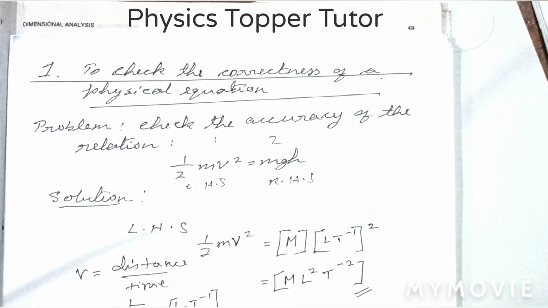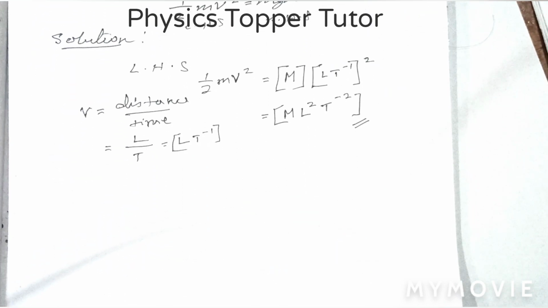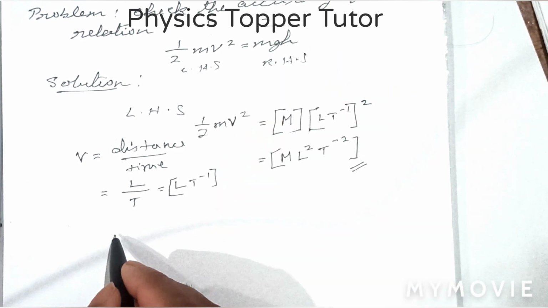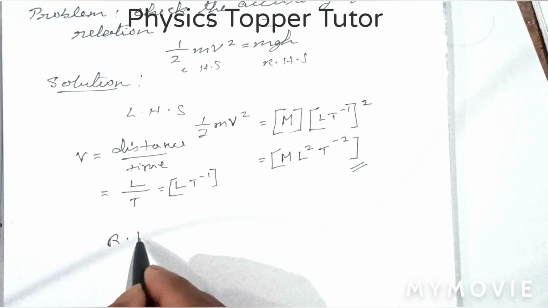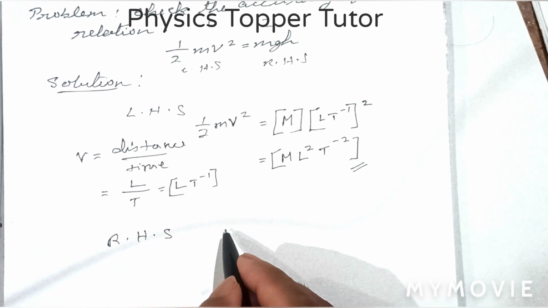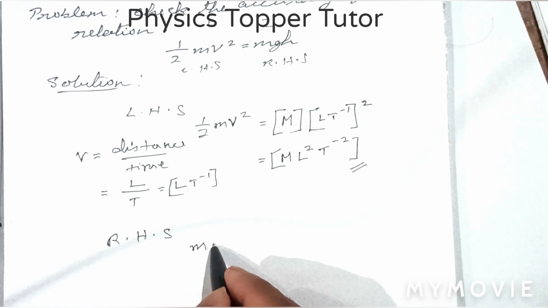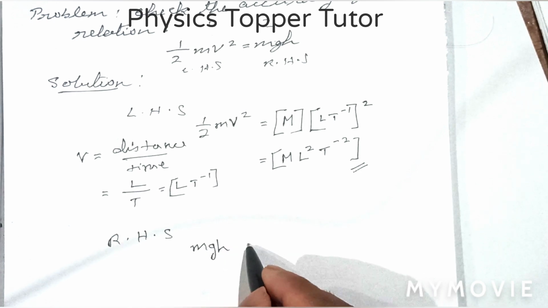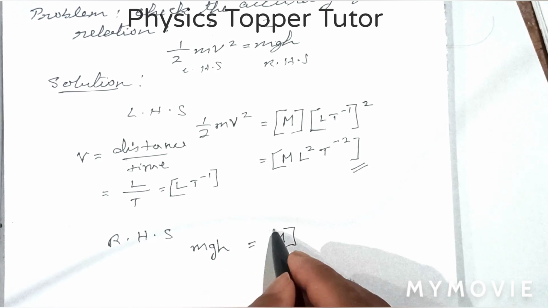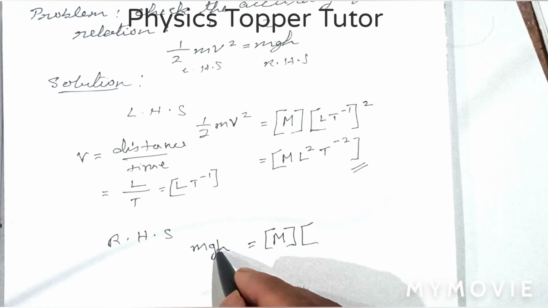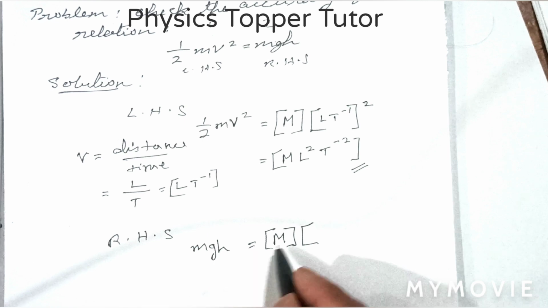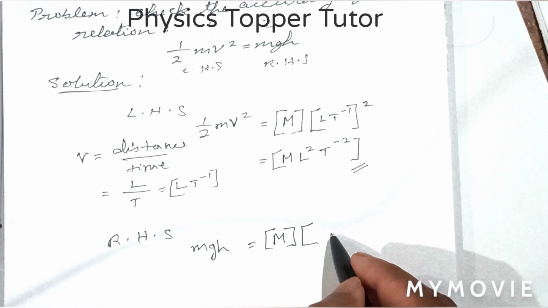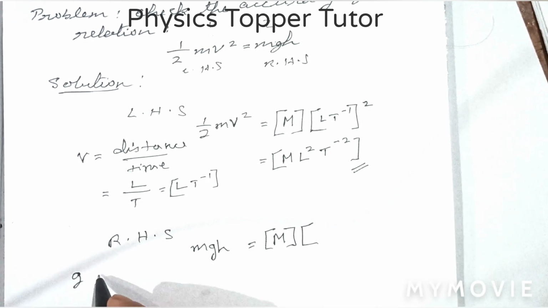Okay, what about the right hand side? Now take the right hand side. The right hand side is mgh. M stands for mass, g is acceleration due to gravity, h is height. So M here, and what about g? G is acceleration due to gravity. If you know the dimension of acceleration due to gravity, you just put it directly here. But if you forget, you work it out like this.